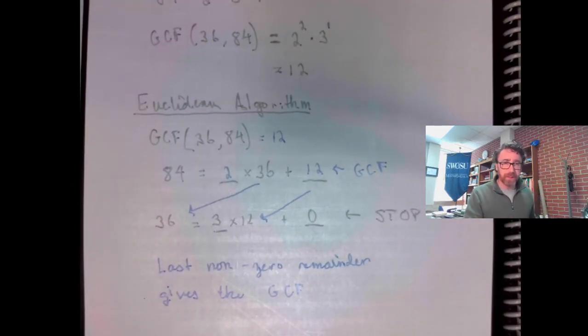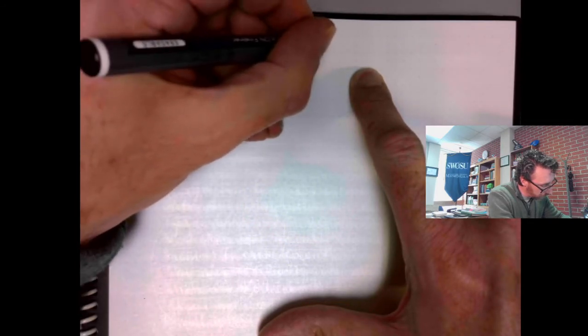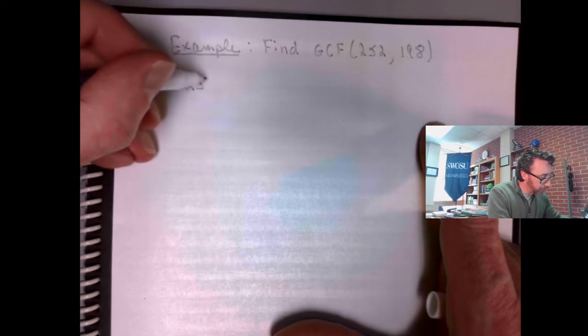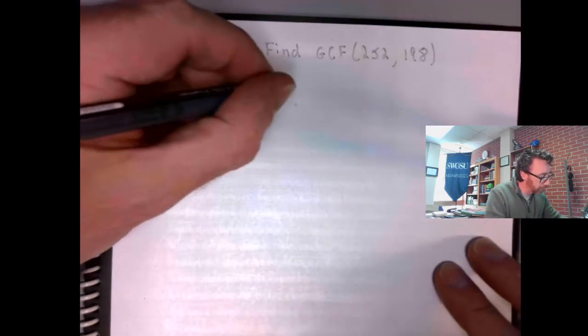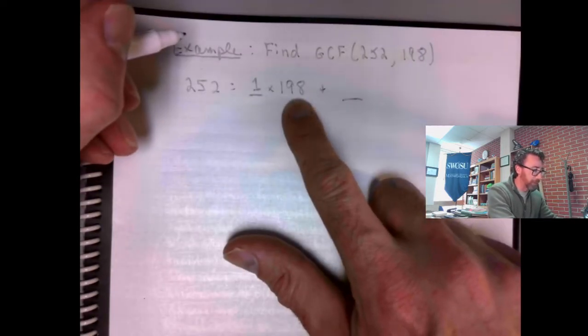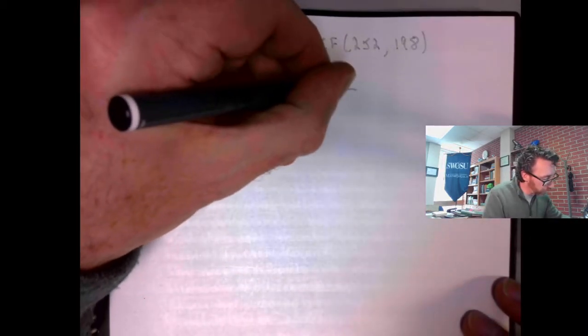Okay, so very easy for dealing with larger numbers. For example, if we had a bigger set of numbers, find the GCF of 252 and 198. Let's do the Euclidean algorithm. 252 equals blank times 198 plus blank. Okay, well, I can only fit one copy of this in here. So 252 is 1 times 198 plus 54.